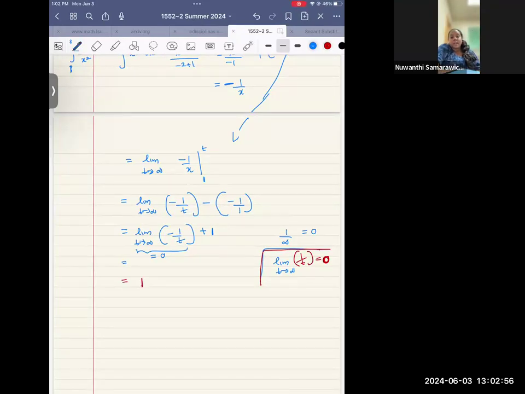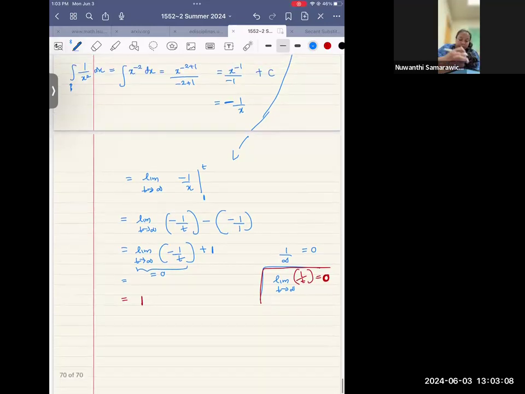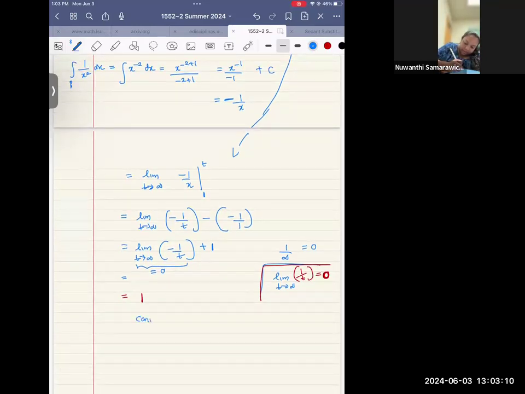Now, is this convergent or divergent? Convergent, because this is a finite number. So this whole integral is convergent.